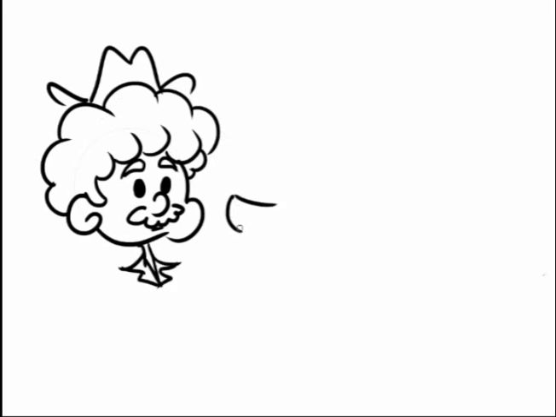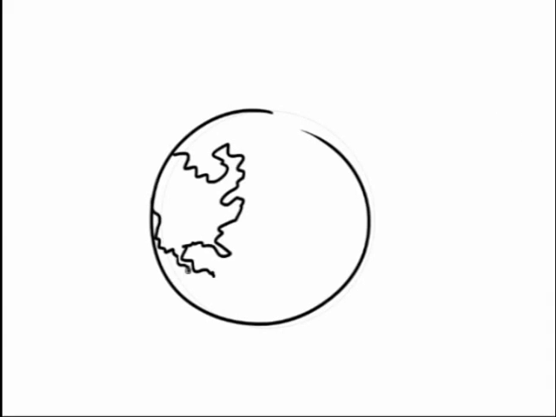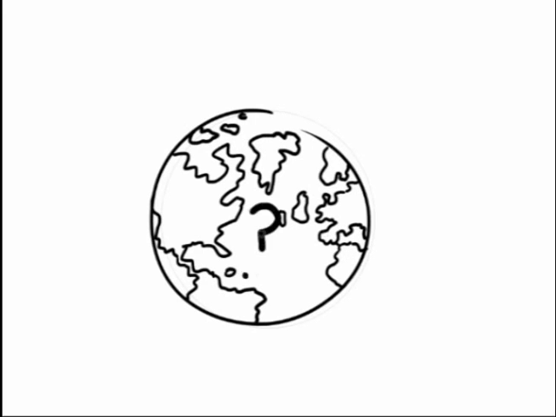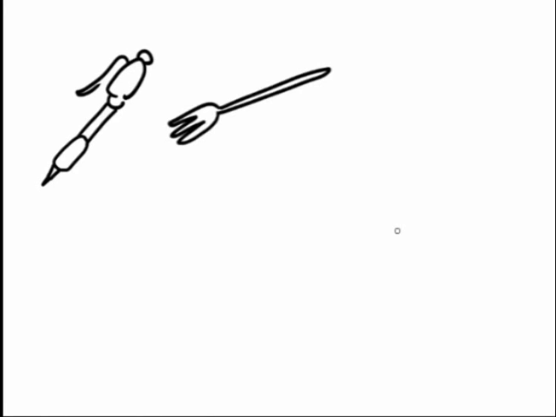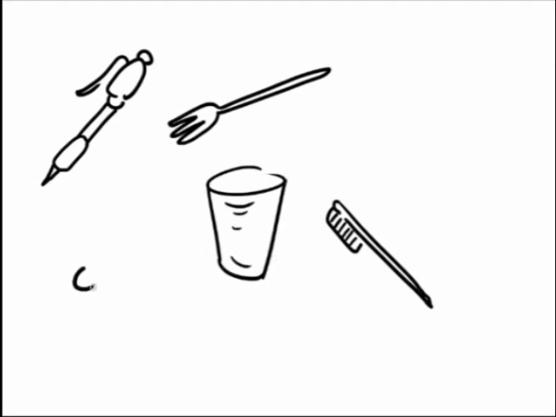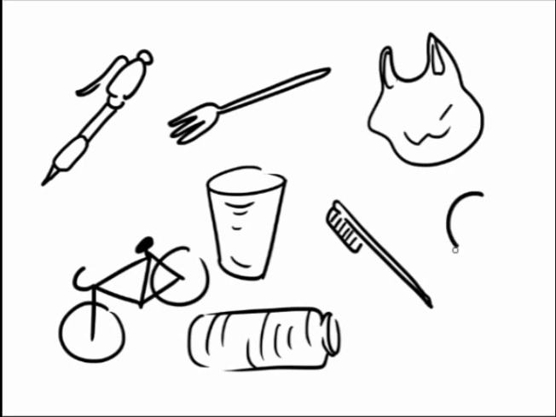The average American throws away approximately 185 pounds of plastic per year. At first, that number seems shocking, but when you think about it, it is almost impossible to imagine a world without plastic. We use it to write, eat, brush our teeth, drink, travel, and almost every other activity that is done on a daily basis.